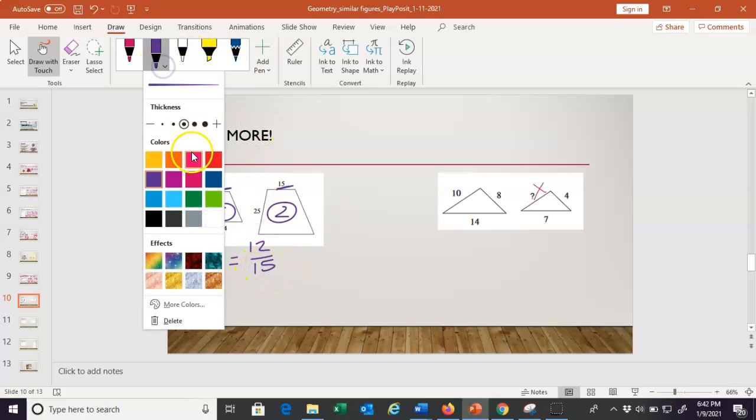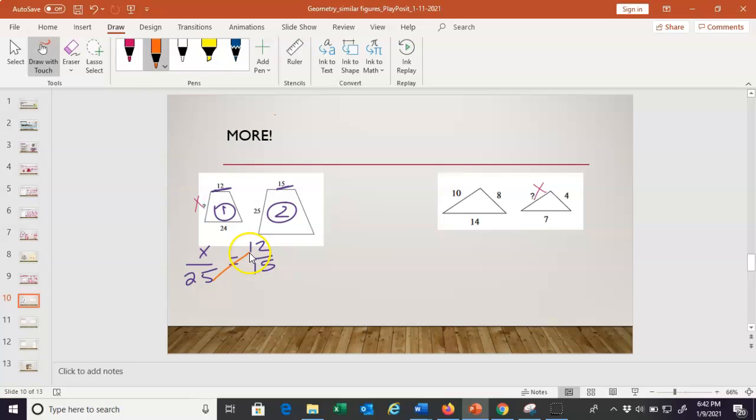There we go. Once you have your proportion set up, we can cross multiply. 25 times 12 equals 15 times x. Let's see what 25 times 12 is. That's 300. And then we're going to divide both sides by 15. And you get x equals 20. Just like we did before, you could definitely plug that in and make sure that the fractions are in fact congruent.